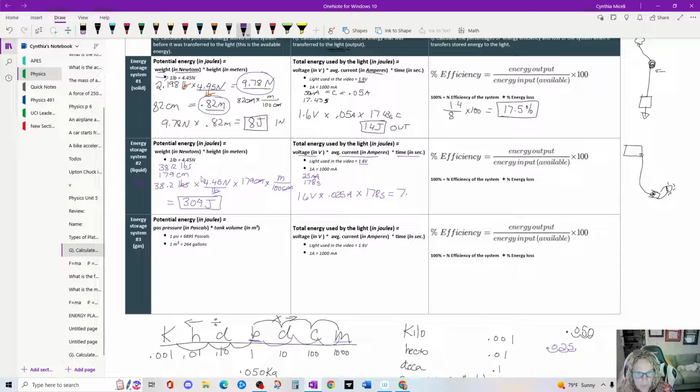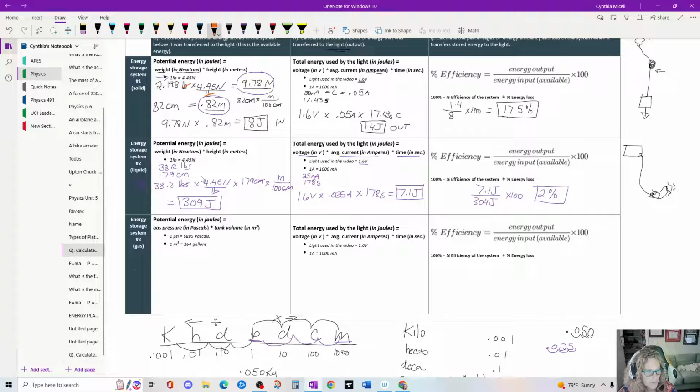it is 7.1 joules. And again, to figure out the efficiency, it's just going to be 7.1 joules divided by 304 joules times 100. And that'll come out to about 2% efficiency rounded. So even though this second system had the potential to give us much more energy than the first system, it was much less efficient than the first system.